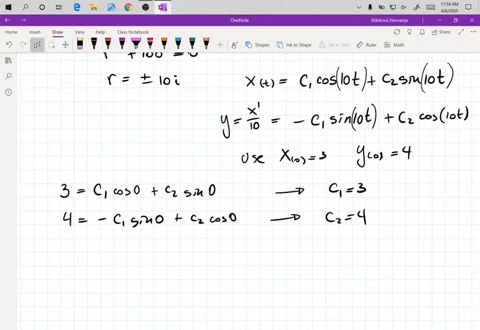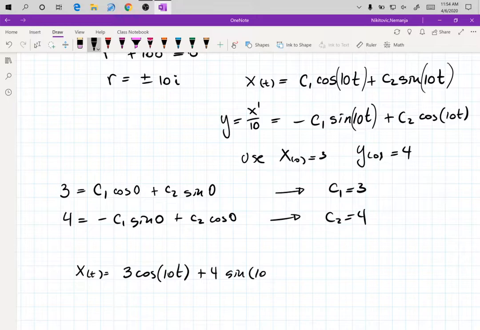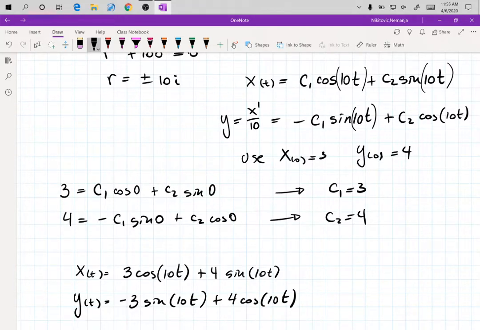So I have my solution, right? It's x of t is equal to 3 cosine 10t plus 4 sine 10t, and y of t is negative 3 sine 10t plus 4 cosine 10t.